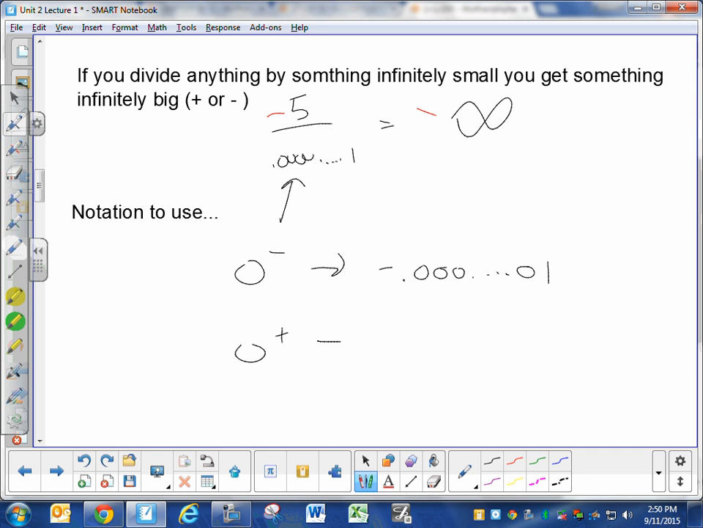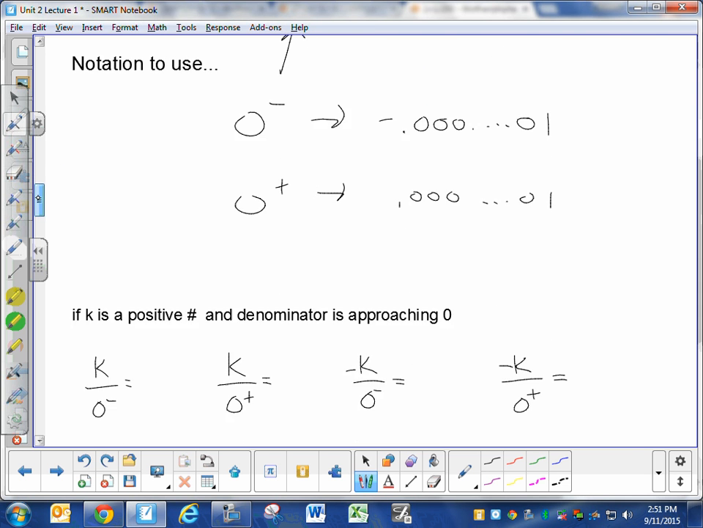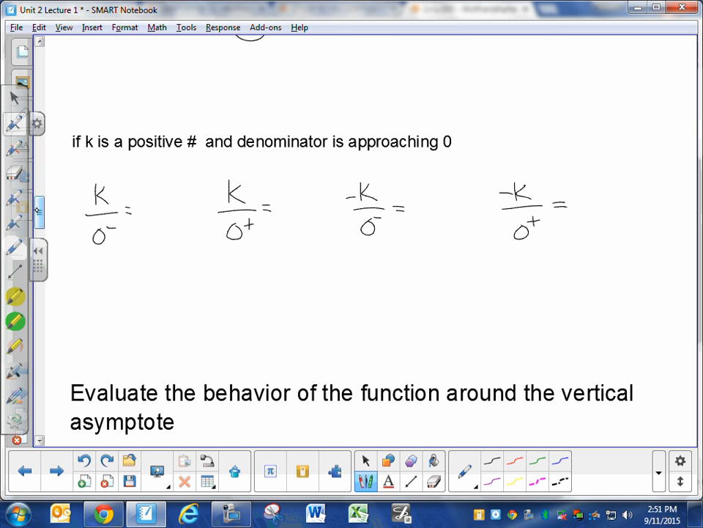And then 0 plus, we will consider a positive infinitely small value. Okay, so we're not going to write this anymore. Instead, I'm just going to say, well, this is negative infinity. Okay? And let's just make sure we're comfortable with our multiplication rules, our division rules of positives and negatives.